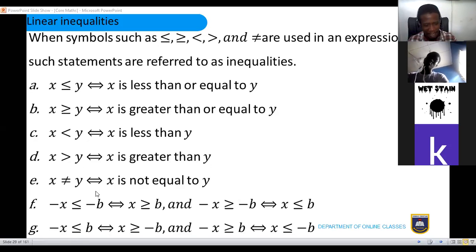Let's go to the E. X is not equal to y. We are saying that x is not equal to y. So if x is 2 and y is negative 2, they are not equal. If x is 1 and y is 2, they are not equal. If x is 2 and y is 2.1, they are not equal, because 2 and 2.1 are not the same value. So x is not equal to y. That means there's a difference.